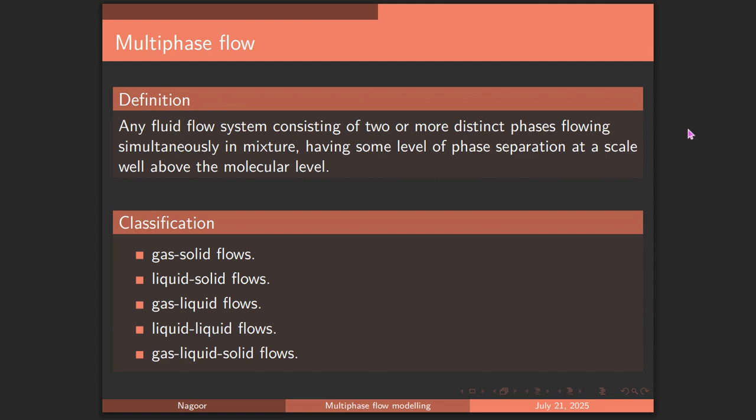And these multiphase flows can be classified based on what phases are involved in the fluid flow systems. For example, gas-solid flows, liquid-solid flows, gas-liquid flows, liquid-liquid flows, and gas-liquid-solid flows.